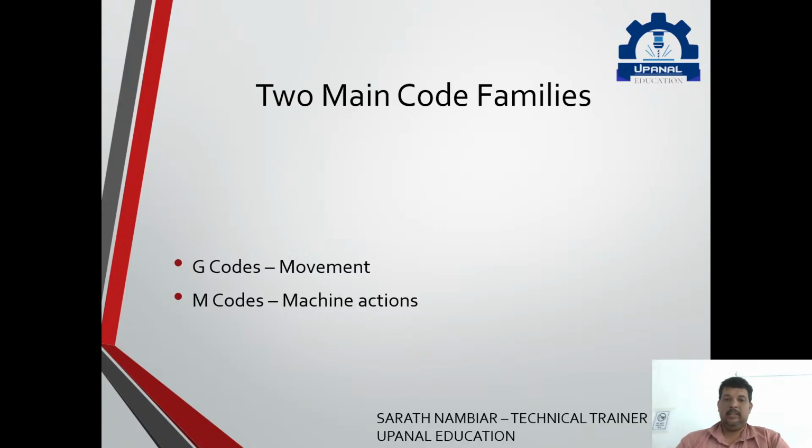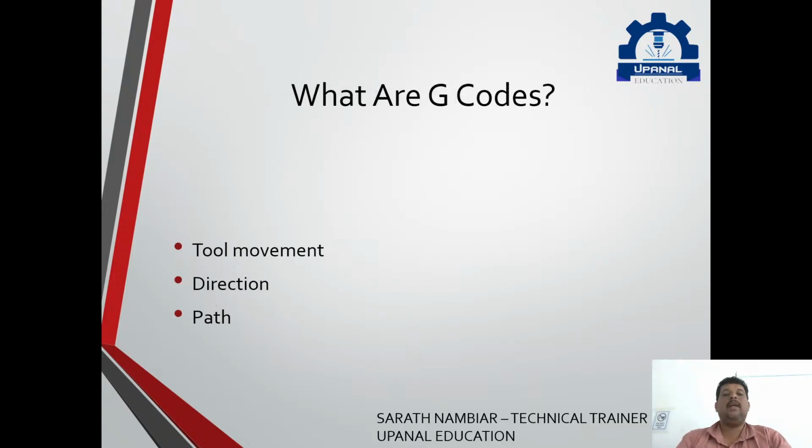Now, what are G codes? You can tell they are like the legs or hands of the machine, which we use for tool movement, direction, and path. To tell the tool which side to go, which direction it has to go, or which path it has to follow, all those things are decided by the G codes.